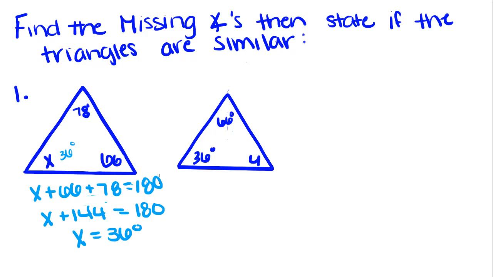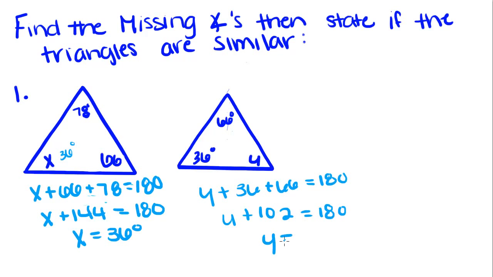So now we do the same thing over here. Y plus 36 plus 66 equals 180. Y plus 102 equals 180. So y equals 78. So we know that y equals 78.